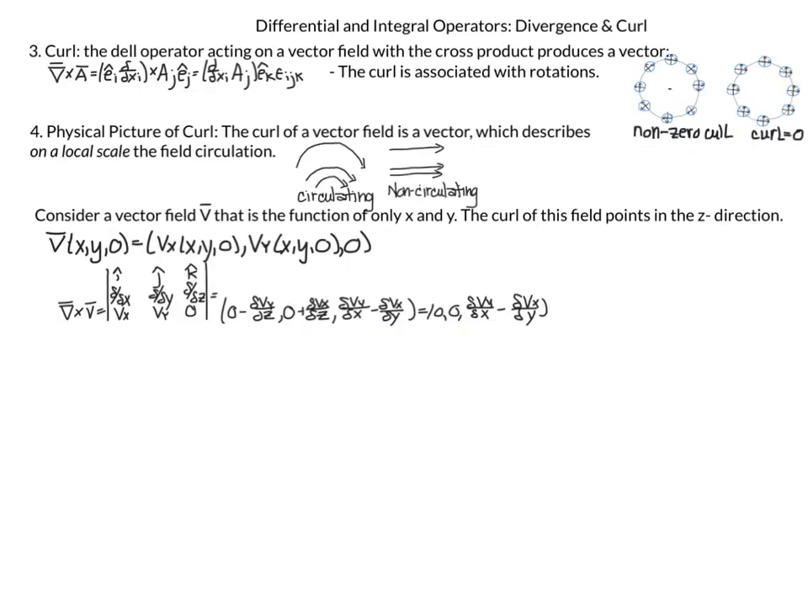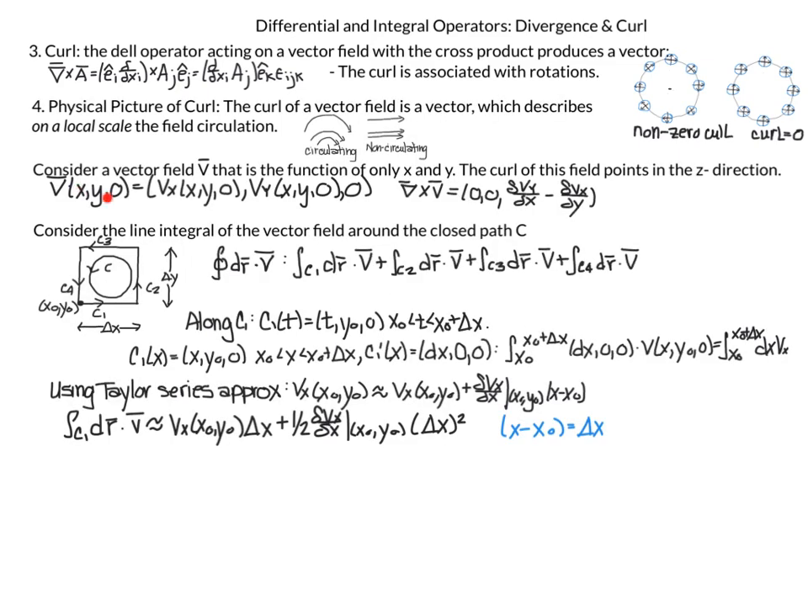Next, we're going to look at developing a mathematical argument for the physical picture of curl. We're going to start by considering a vector field V that is a function of x and y only to simplify things. The curl of this field points in the z direction. So here we have our vector field with Vx, Vy, and then 0 in the z direction. We take the curl, and that's going to give us 0, 0, dVy/dx minus dVx/dy. Here we have our vector that depends only on x and y, is also 0 in the z direction, and our curl that we just calculated.